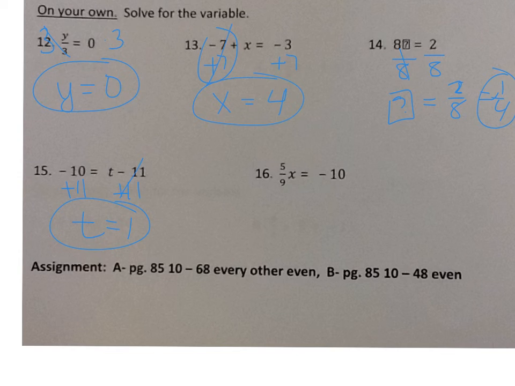And then last but not least, we have 5/9 being multiplied by x. To undo 5/9, we're going to multiply by the reciprocal. So x equals, I'm going to turn -10 into 10 over 1, cross reduce, and -2 times 9 is -18. So x must be -18.